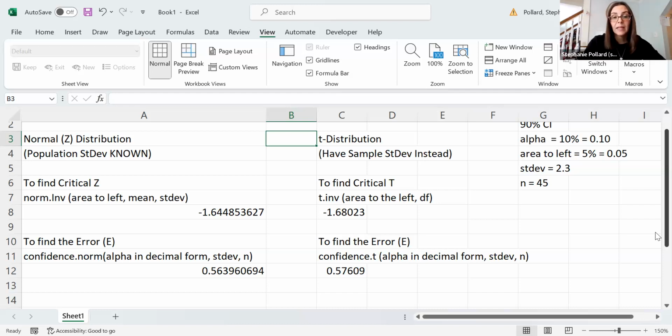One last thing to keep in mind again, for most cases, you probably will not need to find the critical Z or critical T. If the question just wants the confidence interval, then you can go right to the error. We get the error and we add and subtract it with the mean. So that is typically the fastest way that you can find that confidence interval.